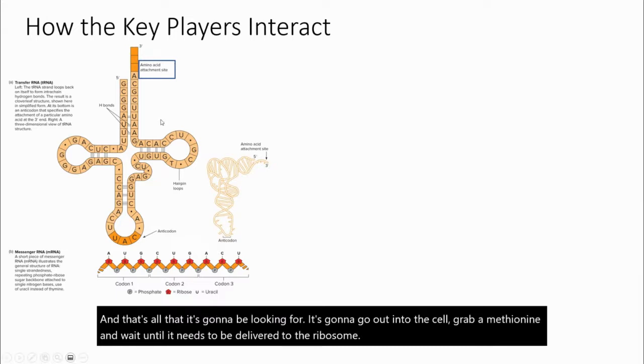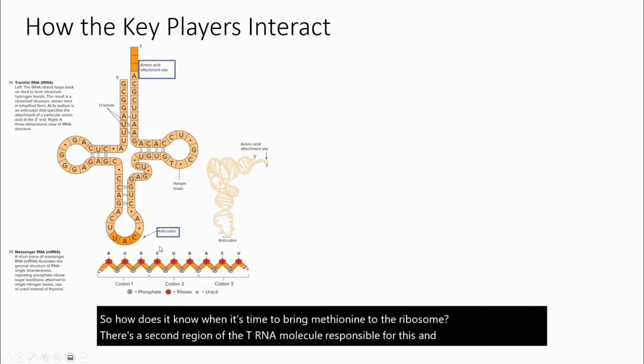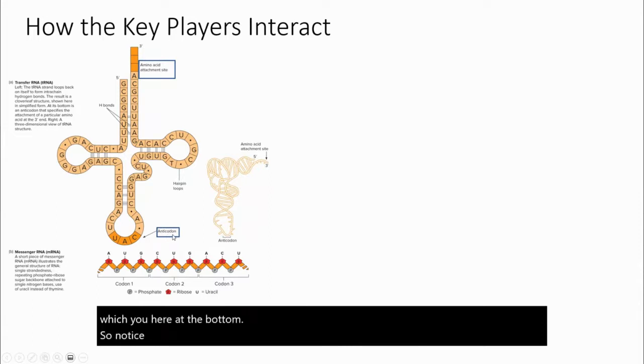So how does it know when it's time to bring methionine to the ribosome? Well, there's a second region of the tRNA molecule responsible for this, and that's the anticodon, which you see down here at the bottom. So notice it also has codon in the name. Whenever you see codon, you need to think 3 nucleotides. If we want to be more specific, 3 RNA nucleotides, because notice it has uracil as well.